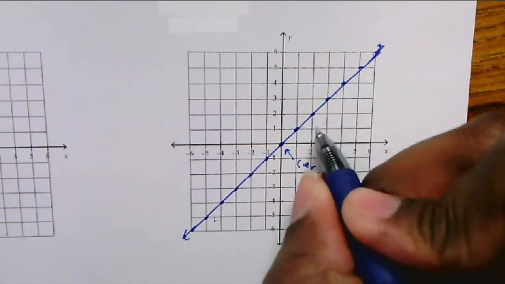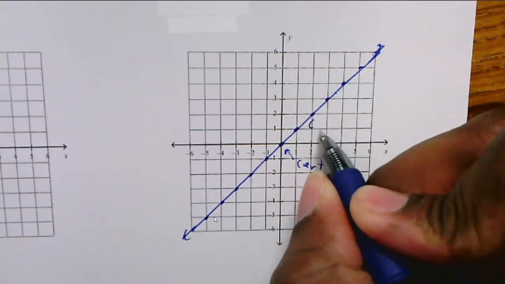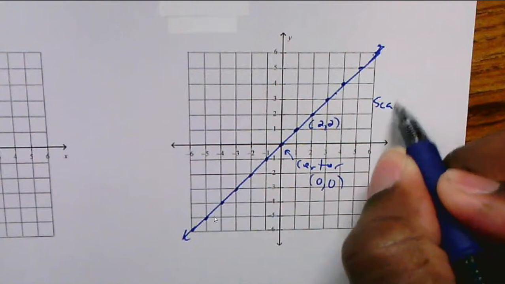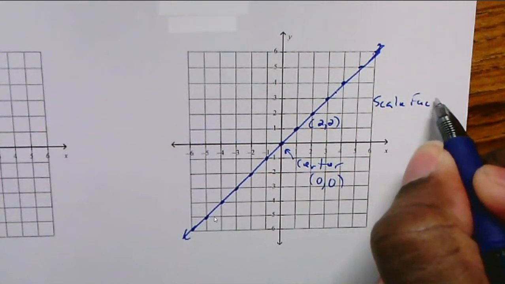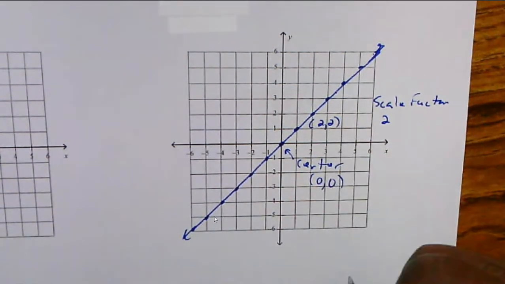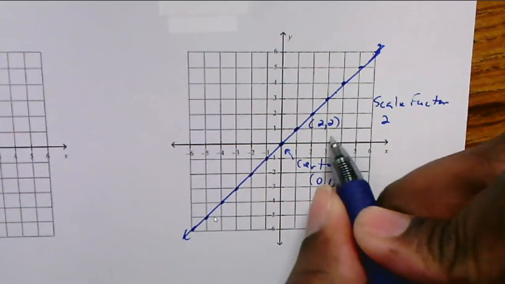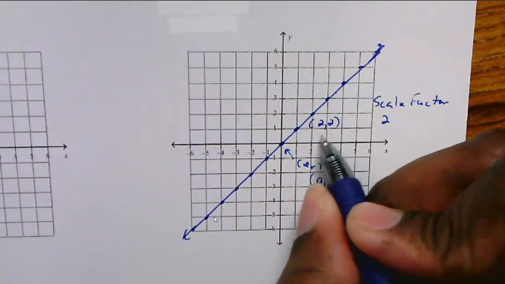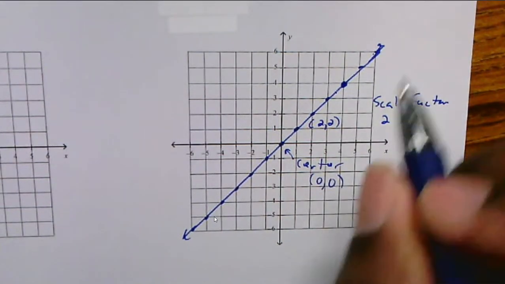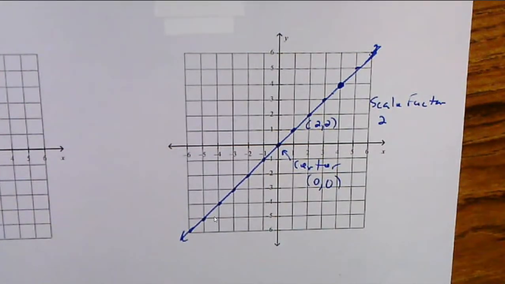Let's say I chose a point (2, 2). If I had a scale factor of 2, that means I multiply that coordinate by 2. So (2, 2) becomes (4, 4). That's right here. Notice that the point's still on the same line. (4, 4) is right there, and it's still on the same line.